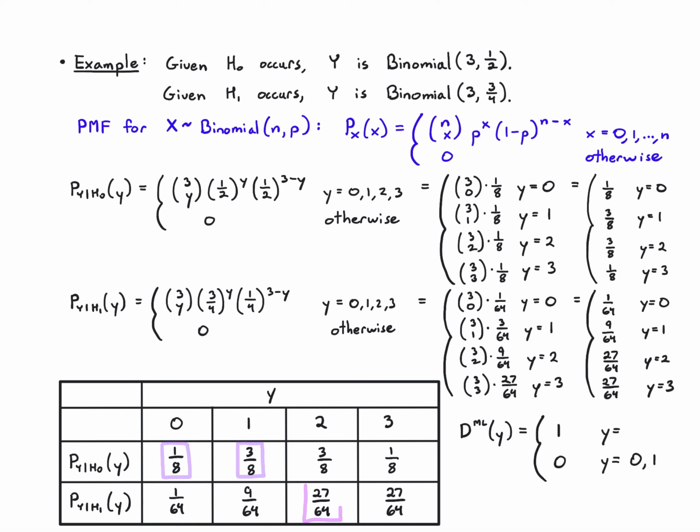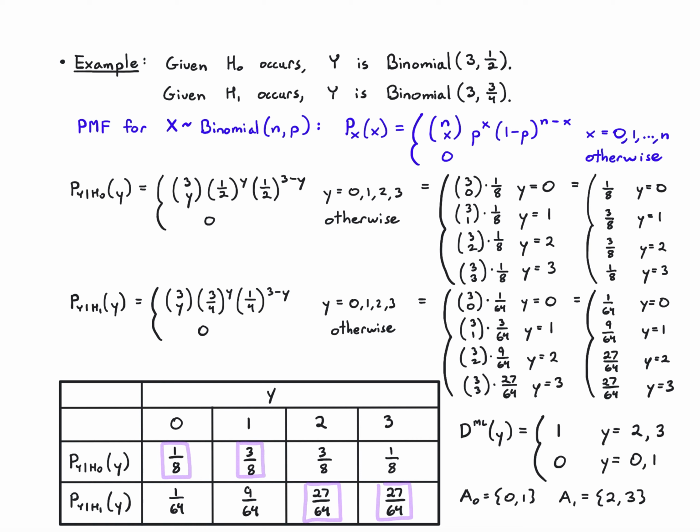Then I look and I see that 3/8 is actually 24/64, and 27/64 is larger than that. So I pick 2 for deciding 1. And again, 27/64 is larger than 1/8, so I pick 3 for deciding 1. So my decision regions: A0 is where I decide 0. I decide 0 when y is 0 and 1. And A1 is where I decide 1. That's when y is 2 and 3. Okay, so that wraps up this example, at least this first part where I'm trying to learn the ML rule.